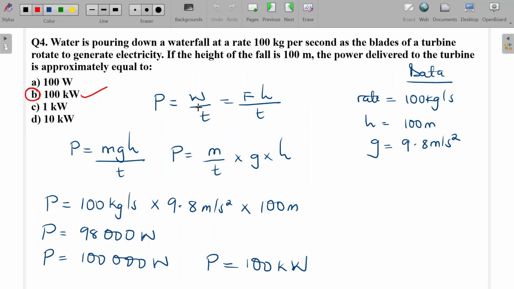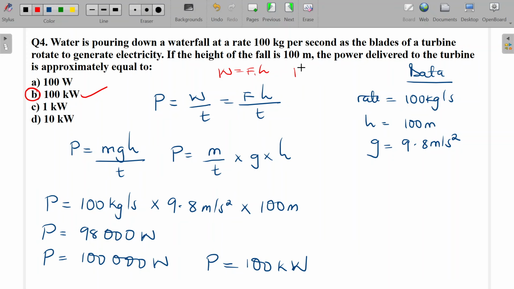Then here we have this formula. Now we don't have work, but we know that work is the product of force times distance, and the distance which has been covered is the distance in the y-axis. Because the distance in the y-axis is a height, we say that work is equal to force times height. So we replaced it here, but we don't have the force again. But what kind of force is acting on this water which is pouring down? It is a gravitational force.